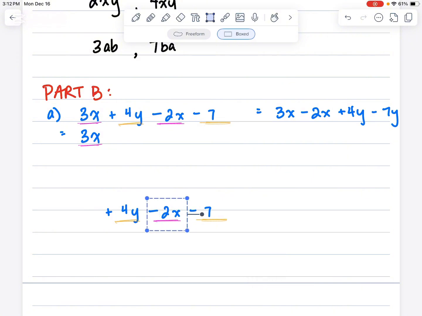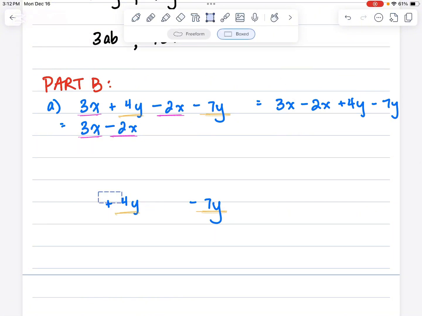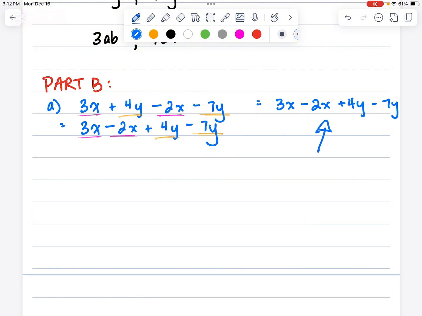2x, but I need to grab the negative as well. And then, oops, looks like I'm missing a y here too, aren't I? There we go. And it doesn't matter which one I put first. I could put this one first, or I could move this one first. I'm going to choose to move the positive one there, and then this one. And that's how I get that bit there.